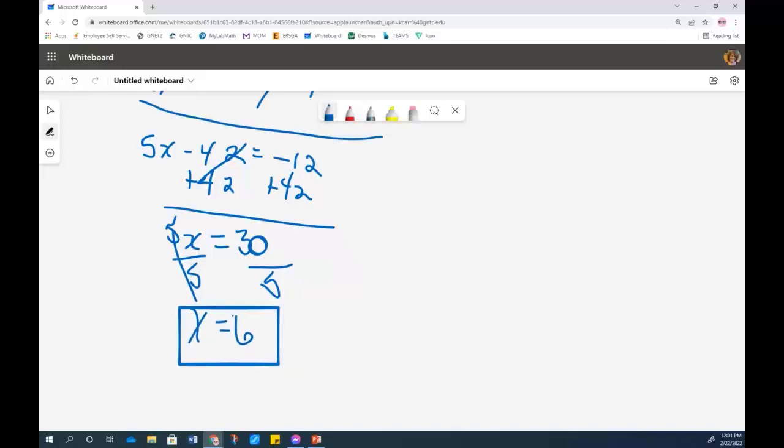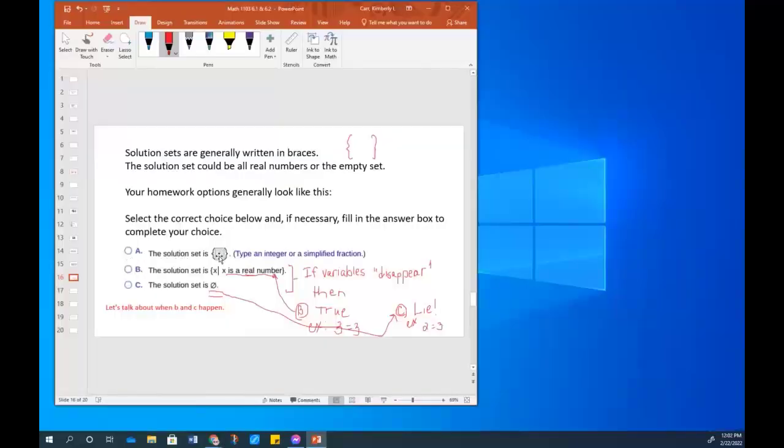So in every single one of these we've done, we have gotten a single clear answer. And on the homework, you would end up choosing option A. And then in the box that has the braces, you would write 6. Okay, in this case, you just want to write that answer. So here we're just getting a simple answer. You're not going to type in x equals 6. If you type in x equals 6, you get it wrong. Option A, the solution set is, and you write your answer just inside there. So that's what I mean on that.